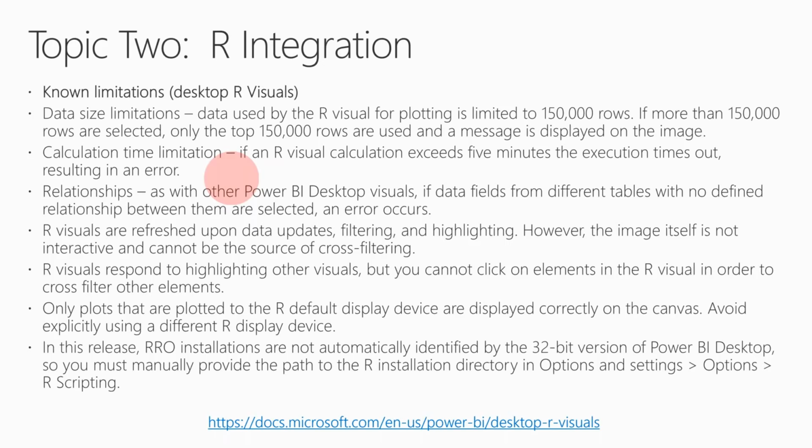But be aware that there are some limitations. Now this is actually the full list of limitations here. I'm not intending to read through all of them. One of the ones I'll read is the first row here. R visual for plotting is limited to 150,000 rows. Well, obviously, not all data is in that range. So if that is not your case, this would not be the recommended solution.